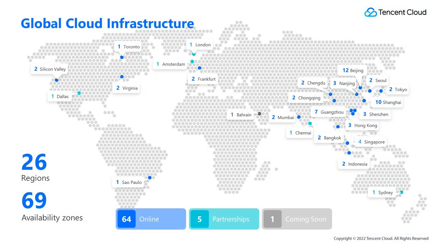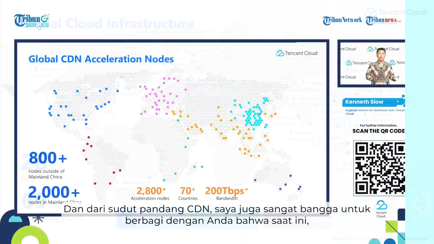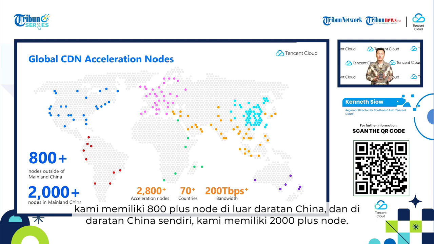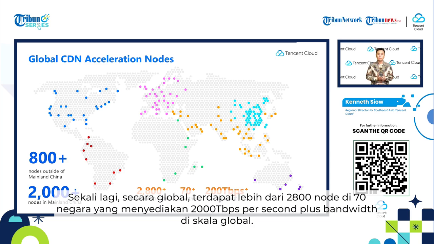Now, from a network backbone standpoint, you would have seen that we have a fully redundant global network backbone that spans at a global scale. And from the CDN standpoint, I'm also very proud to share with you today we have 800 plus nodes outside of mainland China. And in China itself, we have 2,000 plus nodes in mainland China. Globally, more than 2,800 nodes across 70 countries providing 200 terabits per second plus bandwidth at a global scale.